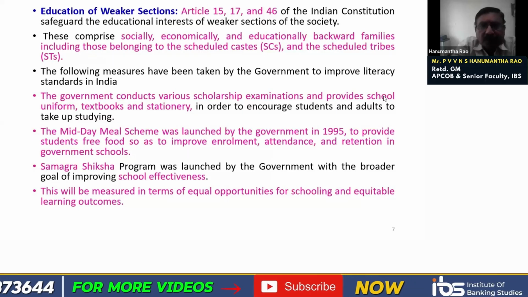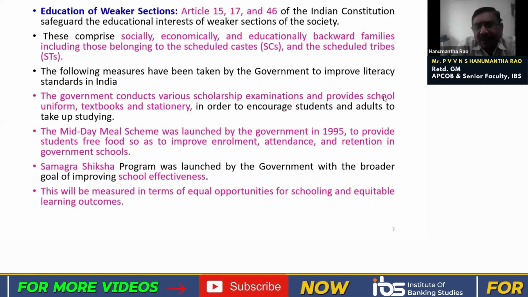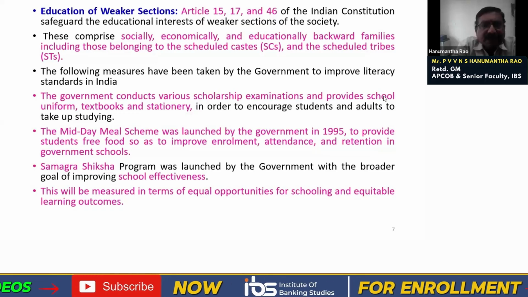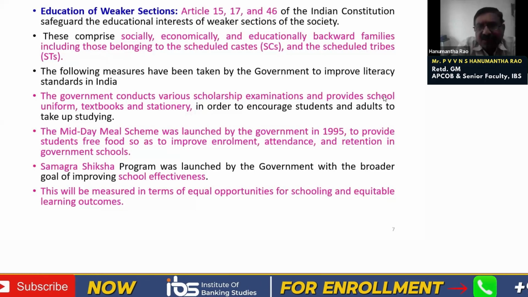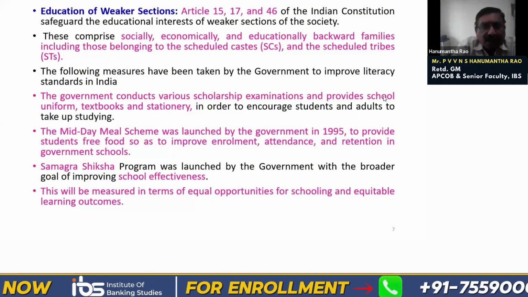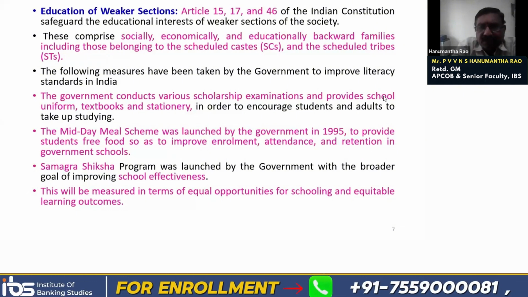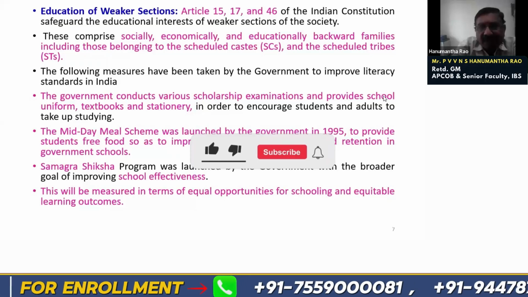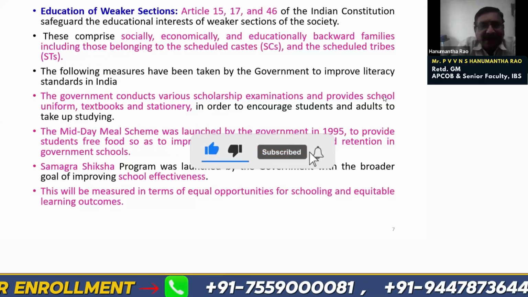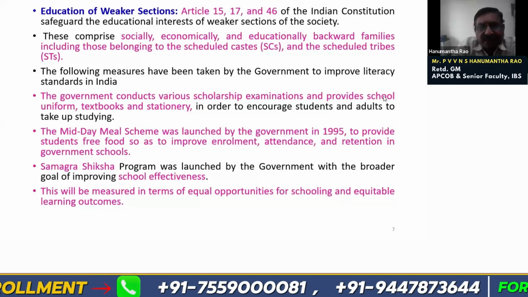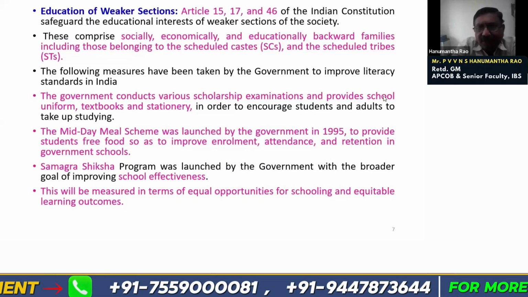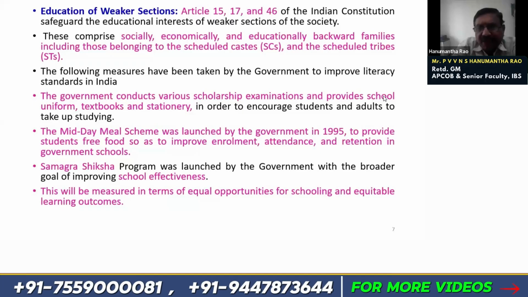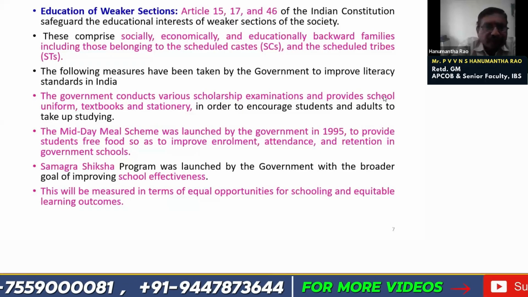So the following measures have been taken by the government to improve literacy standards. Friends, here the government is providing various scholarships. They are providing school uniforms, textbooks, stationery, etc., in order to encourage the students and adults to take up studying. So in order to improve the literacy rate, the government provides scholarships, school uniforms, textbooks, stationery, shoes, etc.